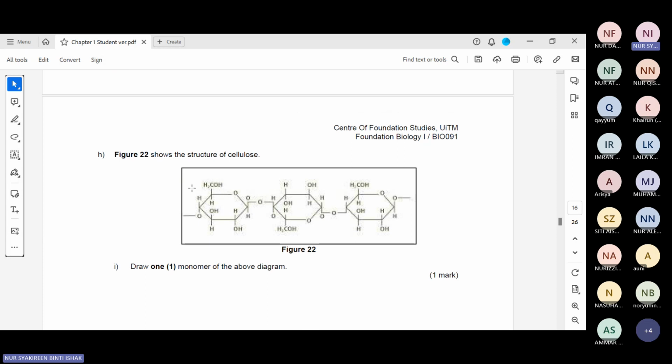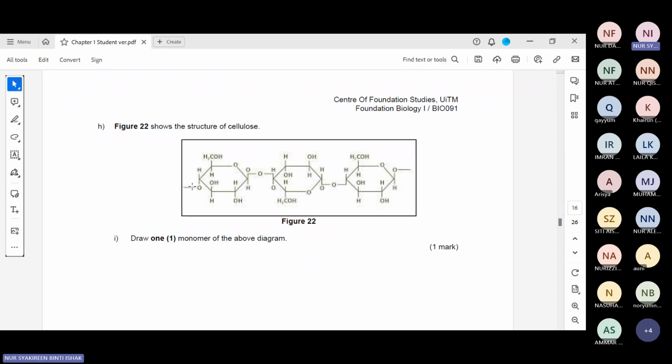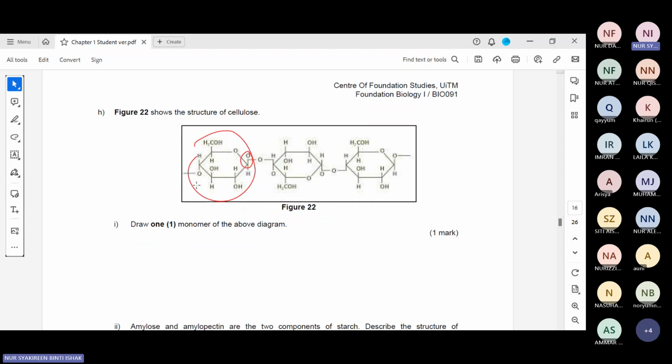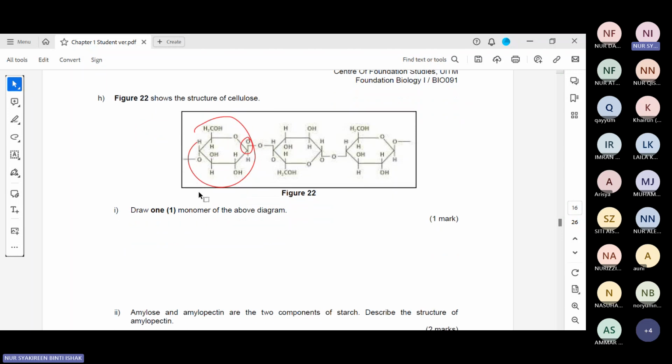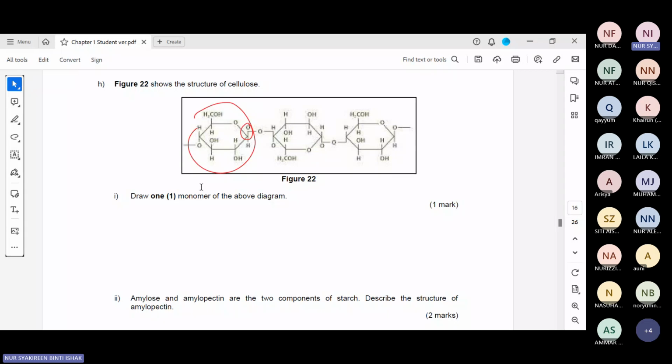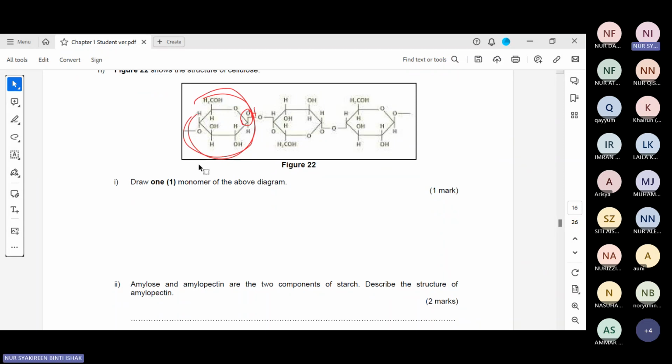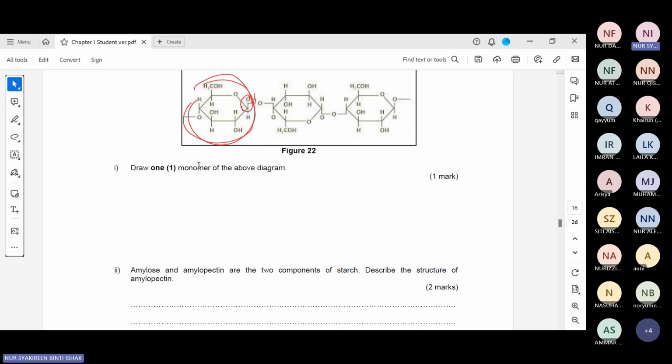Okay, so figure 22 shows the structure of cellulose. So the monomer of cellulose is beta, the OH is at the top, beta glucose. Draw one monomer of the above diagram. Draw the structure of beta glucose, take one of this and then add OH at carbon number 1. Okay, so that is the structure of beta glucose.